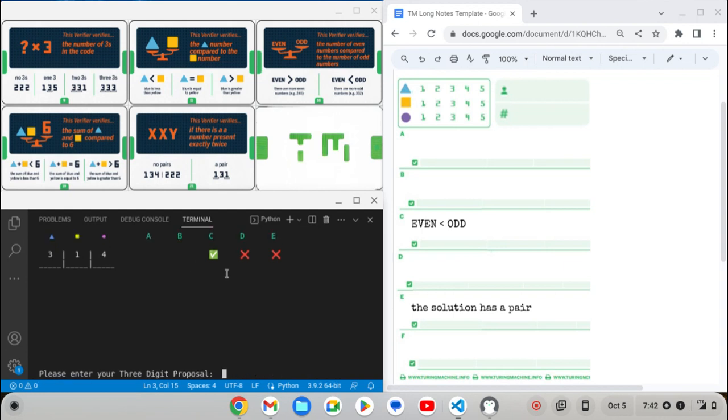Okay, so the Turing Machine does not agree with my proposal of 314. So in criteria card D, we're adding the first 2 digits. My sum of 3 and 1 is 4. So the sum of the first 2 cannot be less than 4 since the Turing Machine disagrees. So either it's equal to 6 or greater than 6. Let's go ahead and type that up in our notes for D.